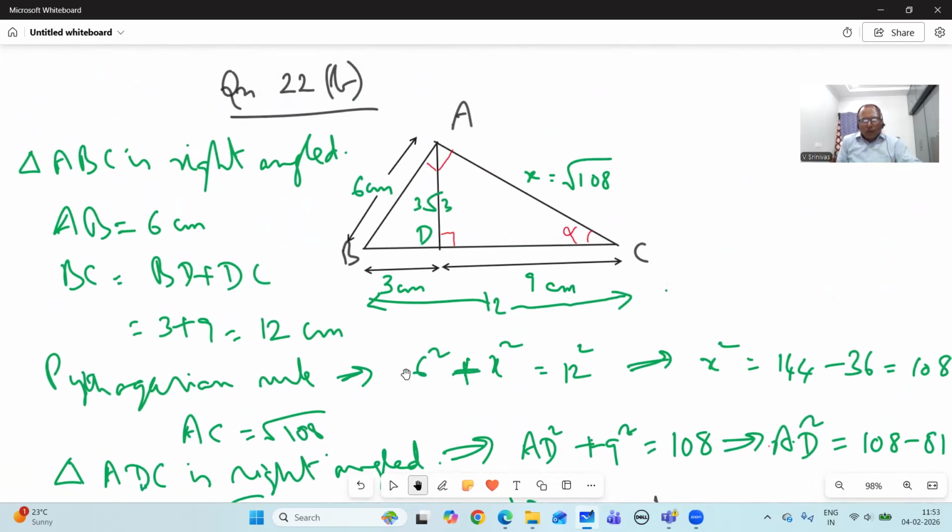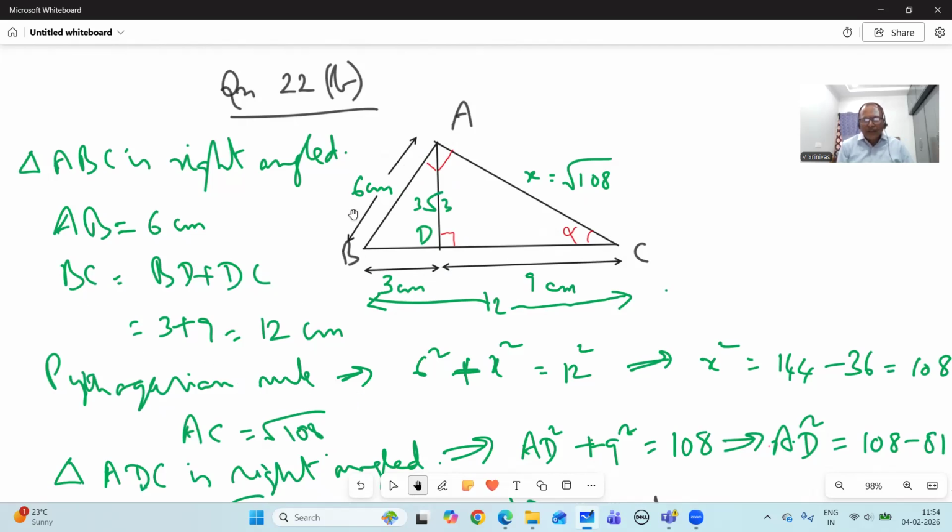What are we given? We are given triangle ABC, and this capital A is a right angle, and this A is projected onto BC, and angle D is going to be a right angle, and AB is going to be 6 centimeters, and BD is 3 centimeters, DC is 9 centimeters. So AB is 6 centimeters, and what is BC? BC is BD plus DC, and 3 plus 9 is 12 centimeters. In triangle ABC this is a right angle, therefore BC is the hypotenuse. So we know the hypotenuse, and we know the second side, and the third side can be calculated using the Pythagorean rule.